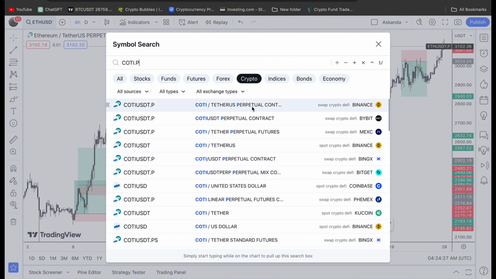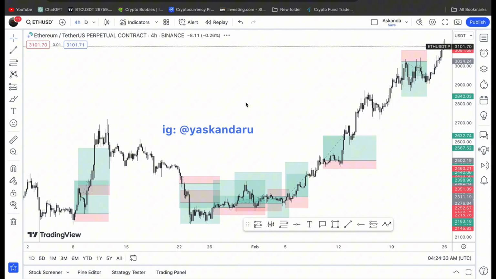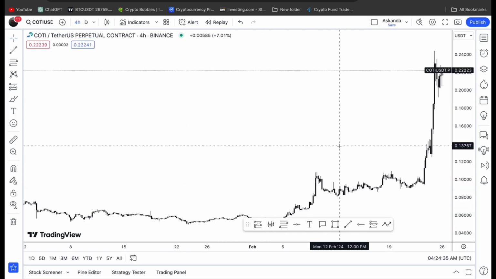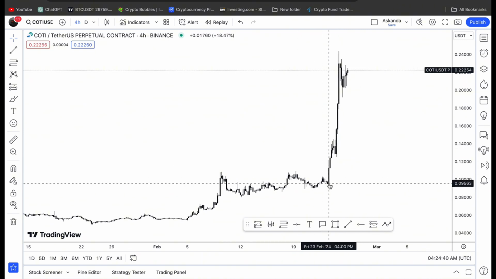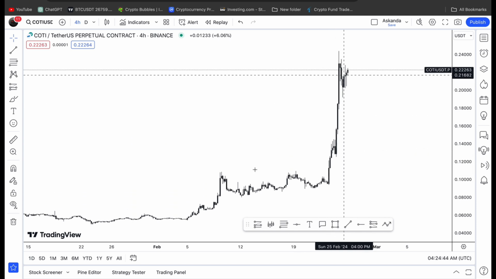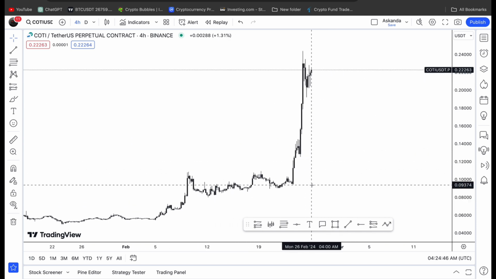Because I'm going to trade it on Binance, I'll just select Binance here. So if you are trading it on Bybit, you select Bybit. So let's click on Binance. Okay, so this is the current chart of Kochi. You can see about 36% and it moved back to the downside. This is an uptrend of Kochi and it's in the 4-hour time frame.